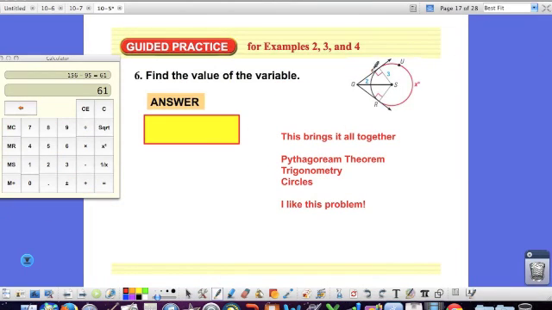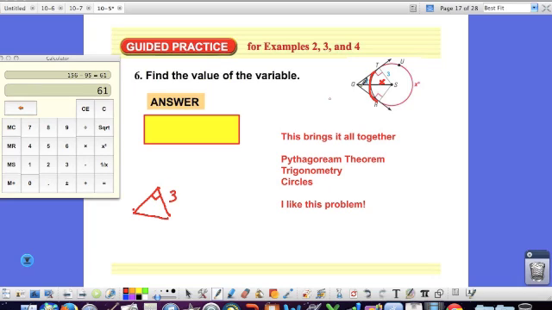Now this problem is going to bring a lot of things together. In order to find this arc, I need to find this angle, multiply it by 2, and then take 360 and subtract that. So first of all, I'm finding angle X. I'm going to draw this triangle here. It's a right triangle.